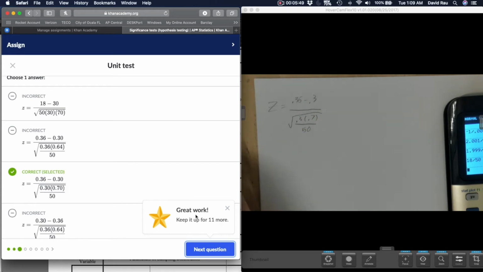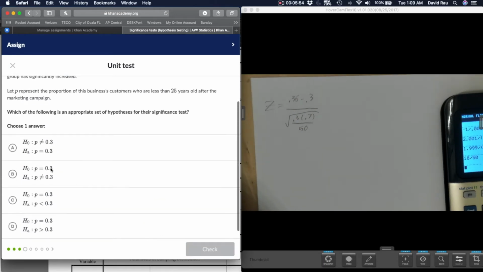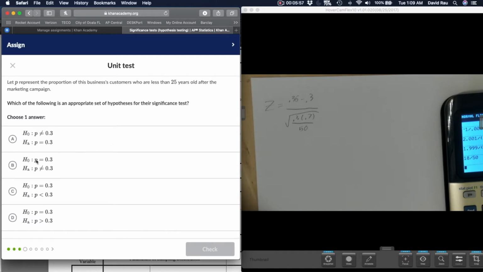So let's just be aware of that. Okay, up next, just writing the hypothesis test. So number one, A is out. H0 should always have the equality symbol in it somehow. So if it says straight up non-equals, that's out.